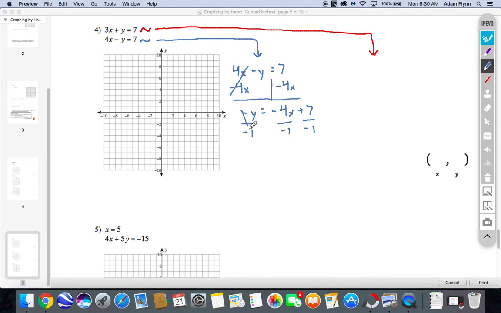When we do that, those are going to cancel, so I'm left with a positive y. That's a very good thing. Negative 4 divided by negative 1 is going to be a positive 4x. And positive 7 divided by negative 1 is going to be a negative 7. Okay, this is now in slope-intercept form, so I'll put a star next to it so I know to graph it later.